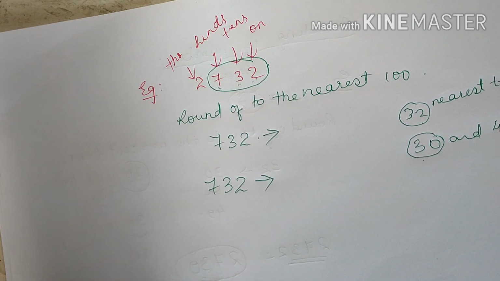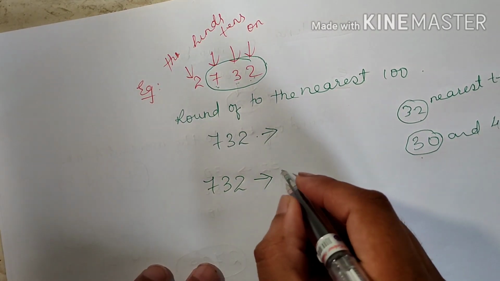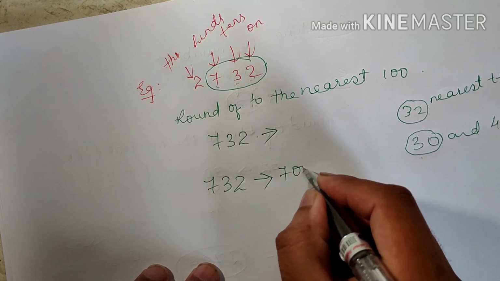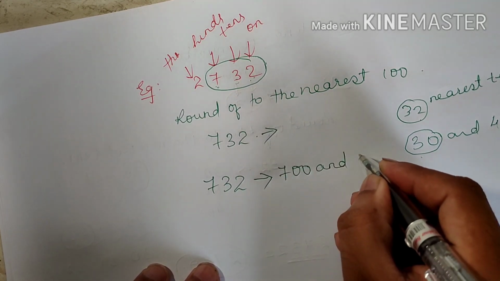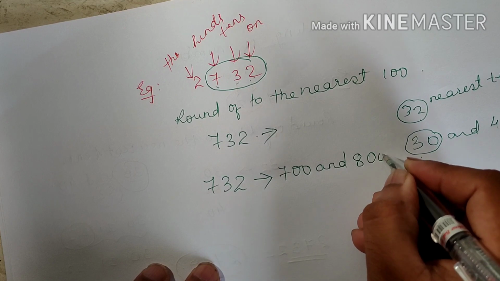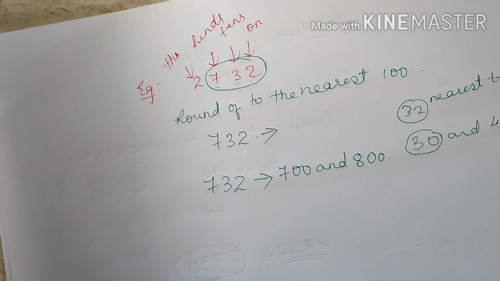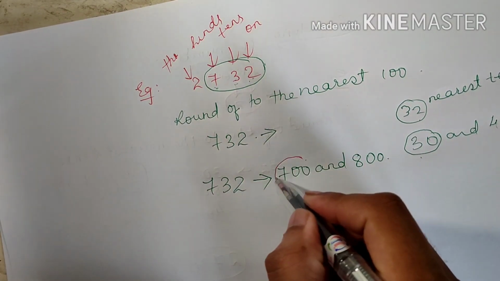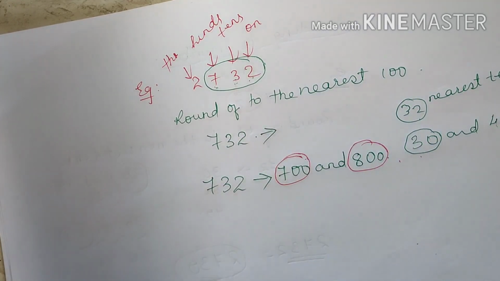For the tens we already saw it's 30 and 40, but if you want to see for the 100, tell me students, which will be the nearest? You can see that 700 and 800, isn't it? These two are the nearest hundreds for 732, because we have to see in hundreds. For our hundreds, how do we see? 100, 200, 300, 400, 500, 600. So in this way we are seeing the numbers.